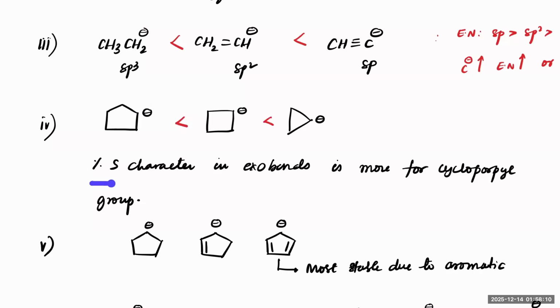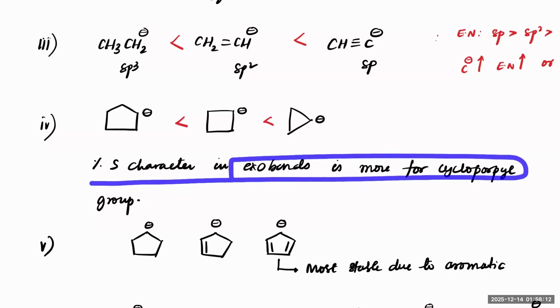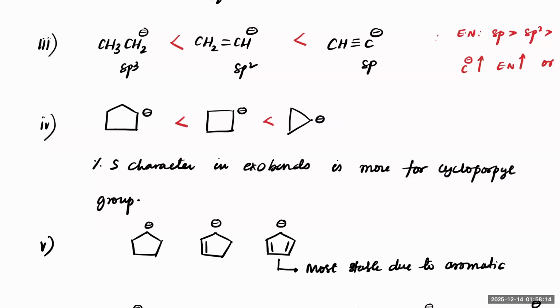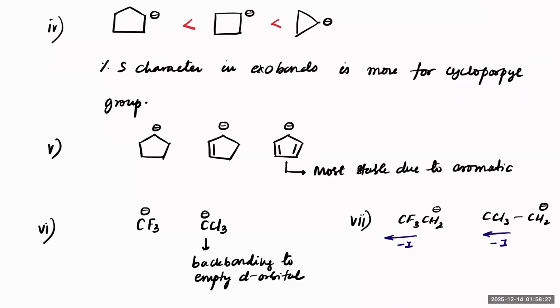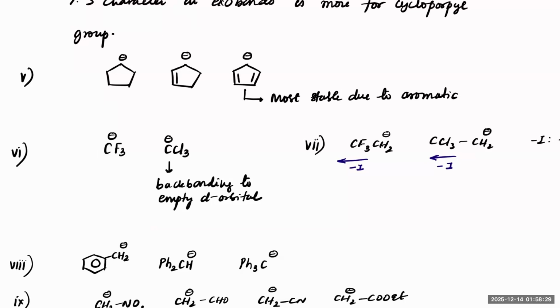So you can notice percentage S character in exo bonds. Exo means outward bonds, outward bonds like this H plus. Only when you remove H plus from this outward bond will you get a carbanion, so they are relatively easy to break. Okay. Next. See the fifth one.